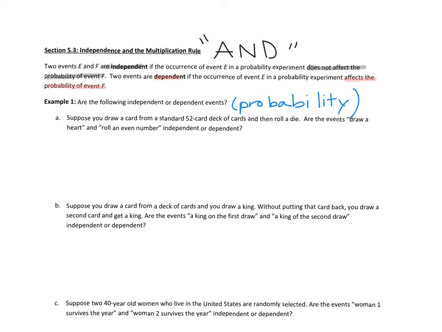Okay, so suppose you draw a card from a standard 52 card deck of cards and then roll a die. Are the events draw a heart and roll an even number independent or dependent? Okay, so let's break this down again. Let's look at the probability of drawing a heart out of a deck of cards. Well, that's 1 out of 4 suits. You can also think of that as 13 out of 52 cards because there's 13 hearts. So every slice, it's going to be a fourth. And then rolling an even number, the outcomes are 2, 4, or 6. So it's going to be 3 out of 6, or half, the probability.